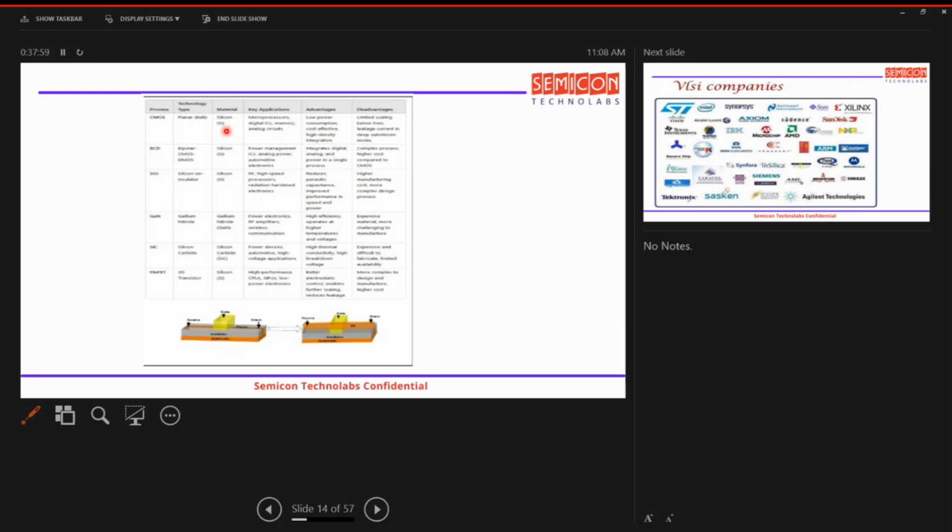If you compare silicon and other materials, other elements, silicon has a good advantage. So silicon is a more suitable material to fabricate. Exactly. And the biggest advantage, as you can see here, is low power consumption. It is cost effective and offers high density integration. So a lot of transistors can be comfortably integrated in the CMOS logic. There are several key advantages here.